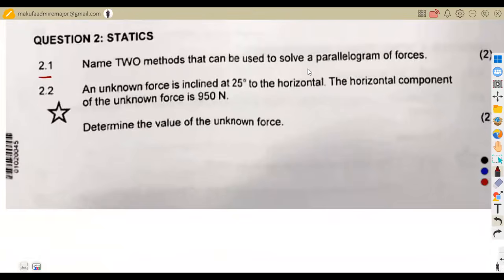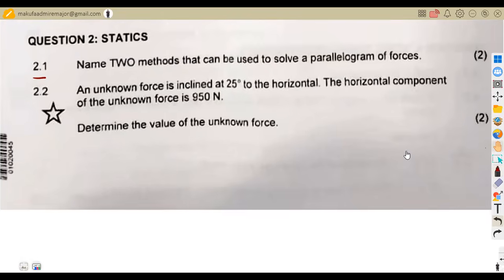Okay, here we're supposed to not say parallelogram of forces, because we are talking already of a method that we are using. We are just talking about the methods that we use to solve when we are given a lot of forces. All right, we are given many forces, but we want to combine them into a single force. So which methods can we apply in solving this part? Which methods can we use?